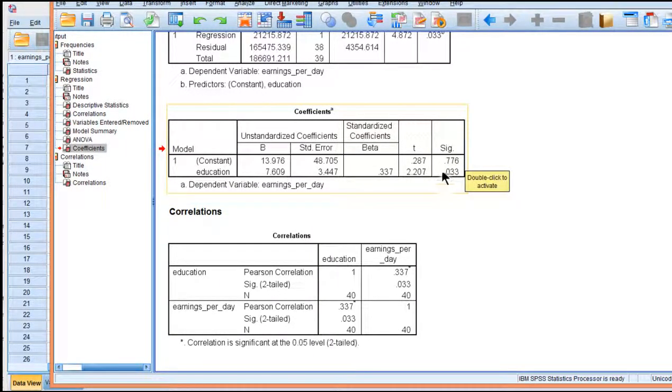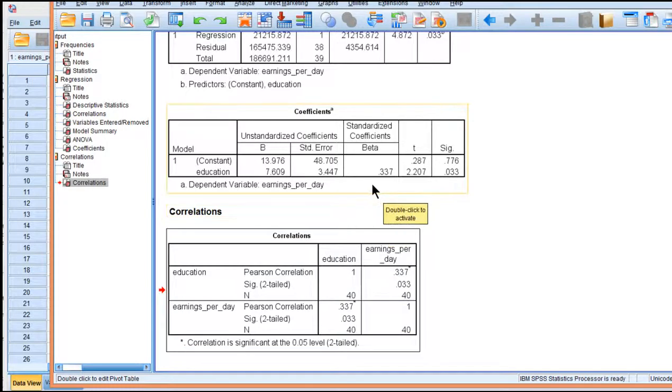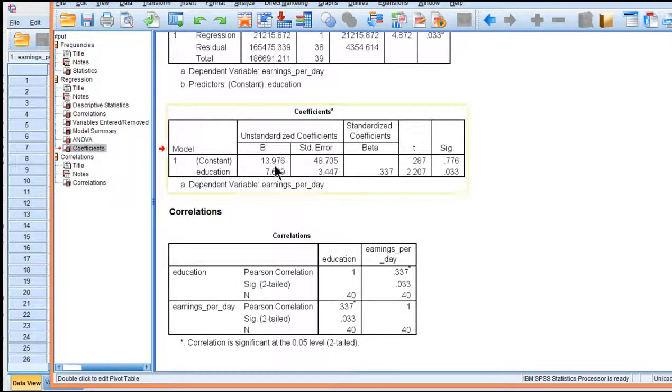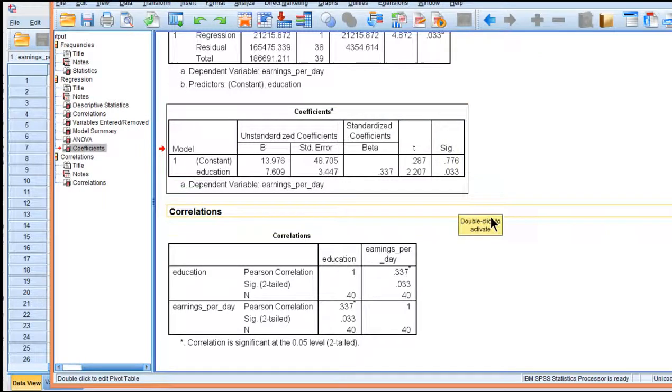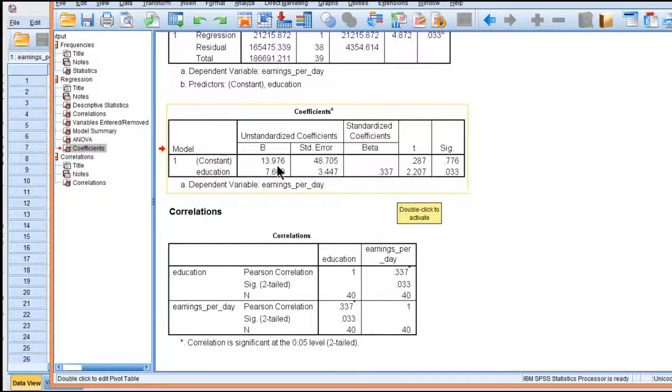In this case, the p-value is 0.033, which, because it's lower than 0.05, implies that there is a statistically significant effect between education and earnings per day. Now, we knew that based on the correlation. But what we didn't know, based on the correlation, is the intercept, which in this case is 13.976, and the unstandardized beta weight, which is $7.61, rounded. With those values, we can build a regression equation, which I talk about more later in the chapter. The only thing missing from this table are the 95% confidence intervals for both of these.